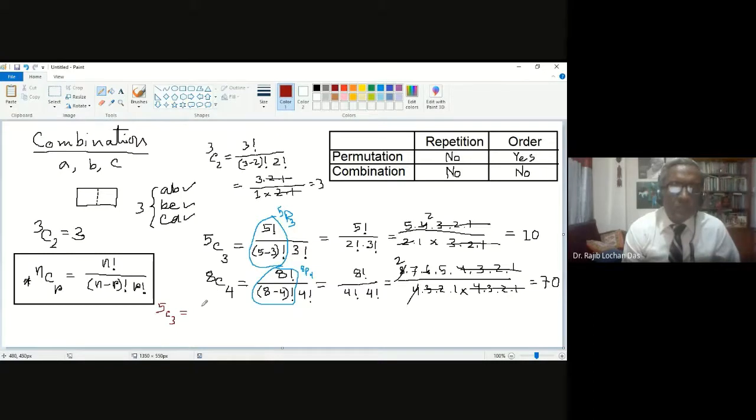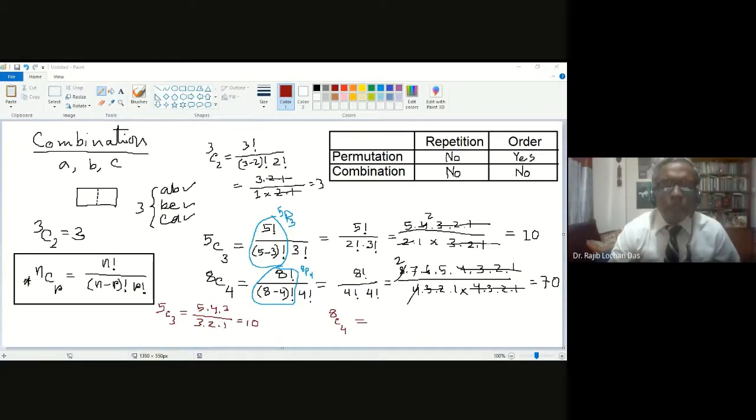5C3, you already know, is 5P3 divided by factorial 3. So what is 5P3? 5P3 is 5 into 4 into 3, and then factorial 3 means 3 into 2 into 1. So you can just write it down, and then you get the answer. In the same way, you can also apply 8C4. So what is 8C4? 8P4 divided by factorial 4.